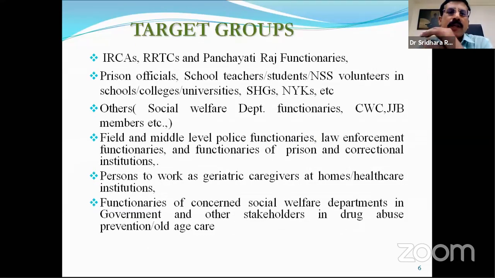And our main target group is IRCAs, RRTCs. Through the RRTCs, we are organizing school children, college students, NYKS, self-help groups, and others. We are covering all the regions, and through the state governments also we are organizing the programs. We are covering almost all the sectors in the society.